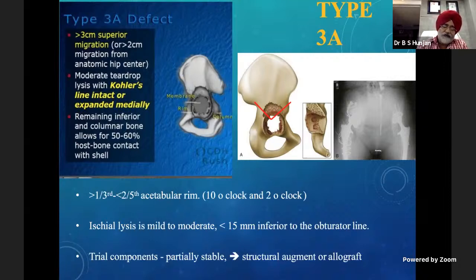Now, more than 1/3 or less than 2/5 of the acetabular rim is intact in this case, and the defect is normally from 10 o'clock to 2 o'clock, and ischial lysis is mild to moderate, not very much, and less than 15 mm inferior to the obturator line. And the trial components are partially stable in this defect, and normally we have to do a structural allograft or augment.